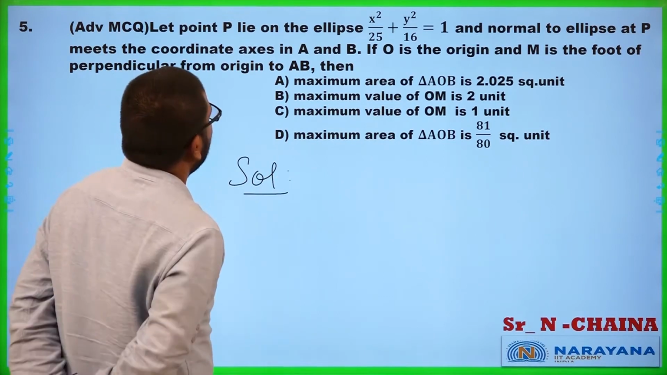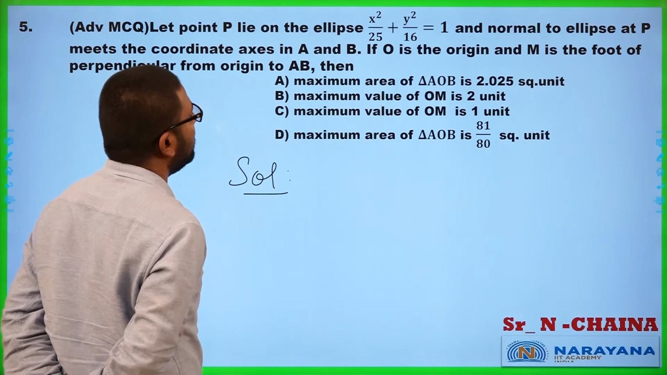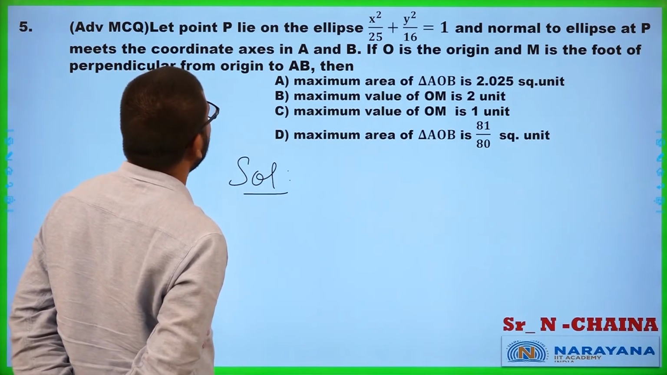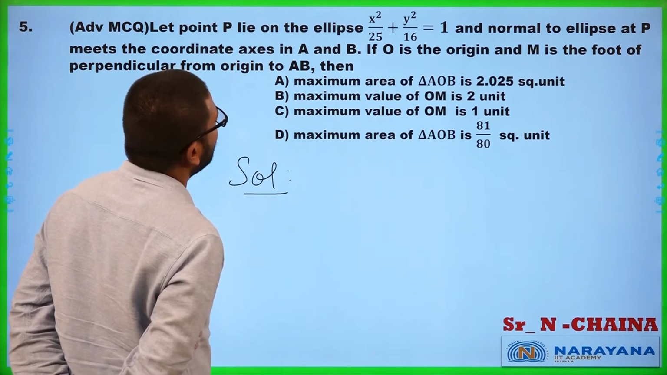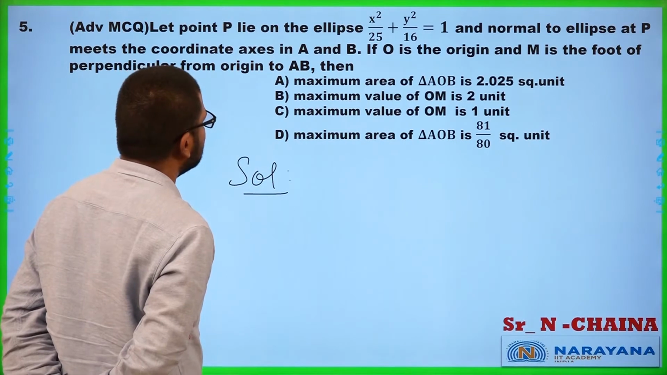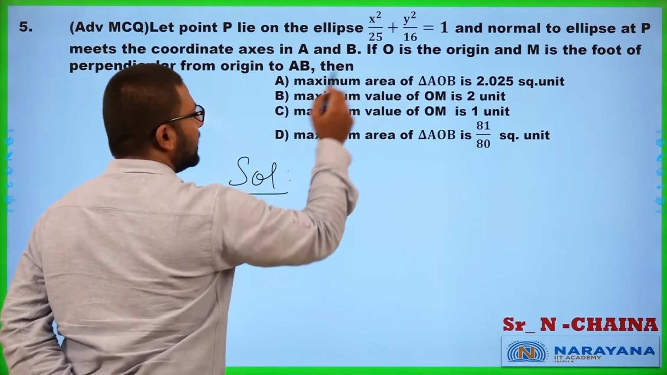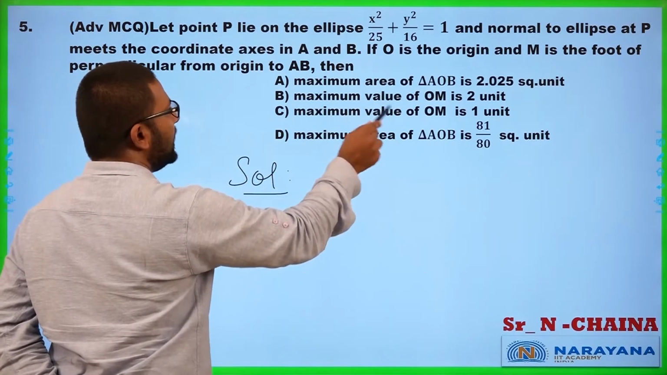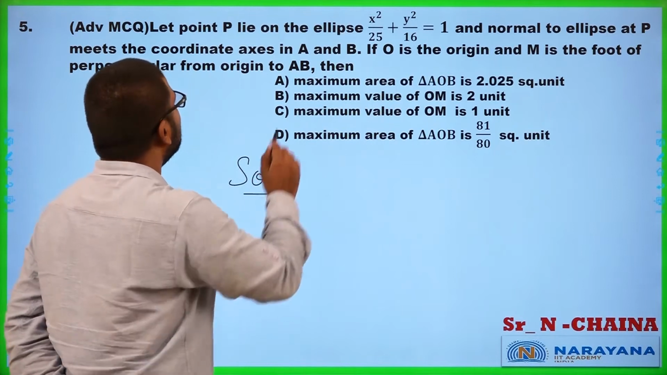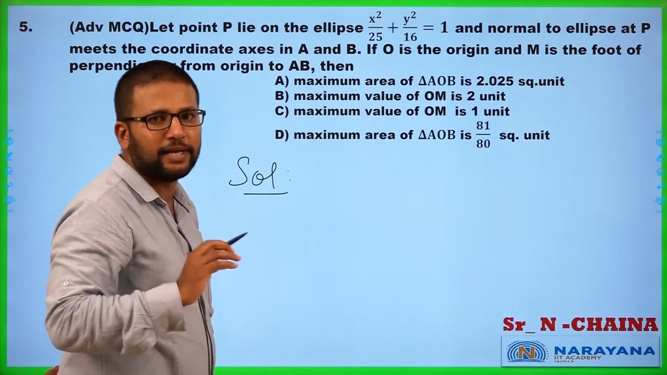Let point P lie on the ellipse x square by 25 plus y square by 16 equal to 1, and normal to the ellipse at P meets the coordinate axis in A and B. If O is the origin and M is the foot of the perpendicular from origin to AB, then options are given for area of triangle AOB and for value of OM. Okay, so we need to find area of triangle AOB and value of OM, and mind you, this is an advanced MCQ, means more than one option could be correct.